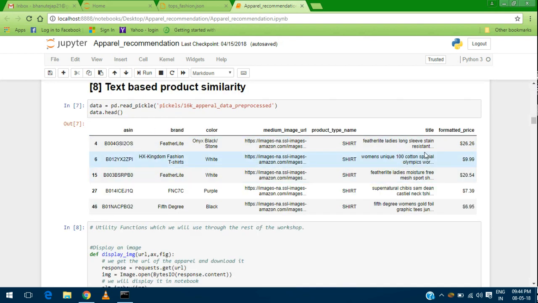This is the sample data of the 7 features that we are using in our project, and this is the data after it is cleaned and preprocessed, from the 16K apparel data. So we have ASIN, which is Amazon Standard Identification Number, brand, color, medium image URL, product type name, title, and the formatted price. Here if we observe, the titles are all in small case. So in the pre-processing stage, we have converted the titles into small case, and we have removed the special characters like apostrophes and commas.